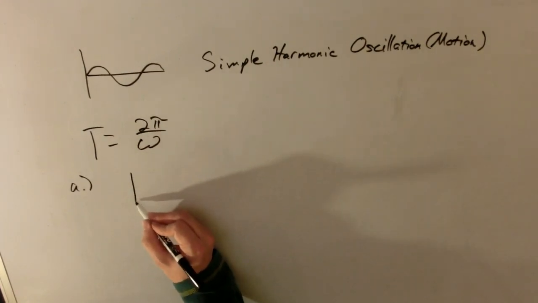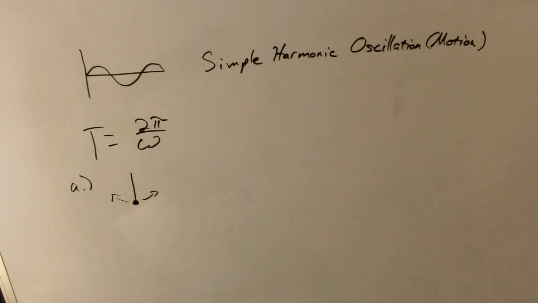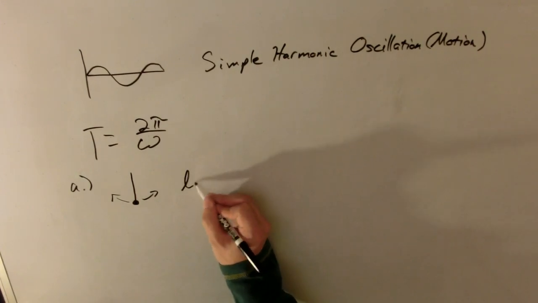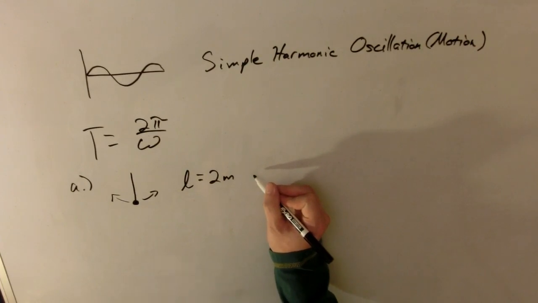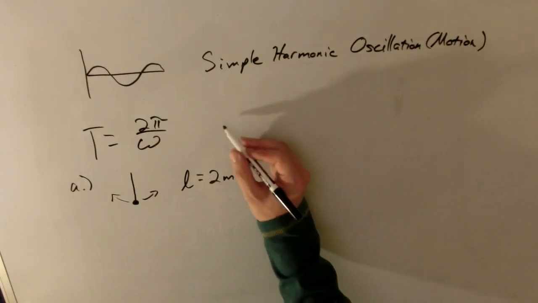So we're going to have a pendulum, a little mass on a rope that can swing back and forth. And in this case, I am totally going to set this pendulum up on the moon. Now, the length of the pendulum, L, is going to be 2 meters. And since I'm on the moon, I need to know my gravitational acceleration. Why do I need to know that?